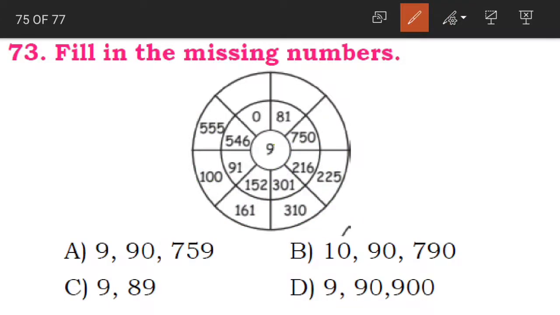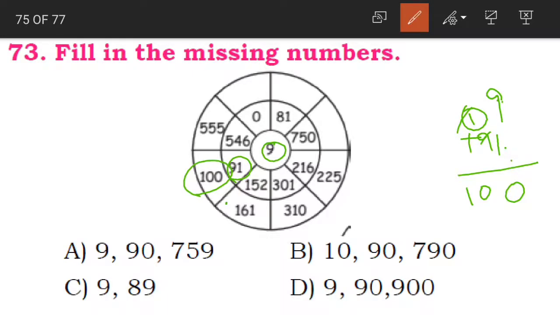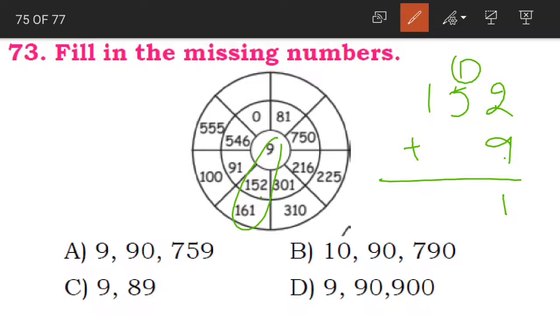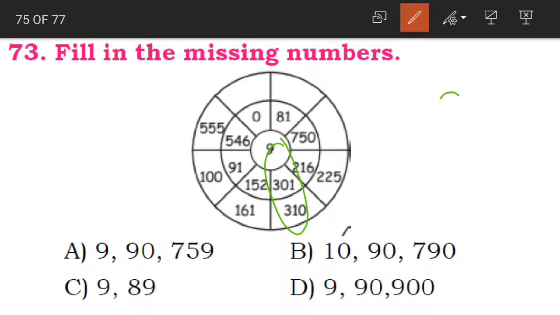Yes. Now if you look at the numbers carefully, see 9 plus 91. 1 plus 9, 10, 0 here 1 carried, 1 plus 9 again 10. What is it? 9 plus 91 is 100. Yes. Now again let us take another number. 9 plus 152. Now 2 plus 9, 11, 1 here 1 carried, 1 plus 5, 6 and then 1. 161.